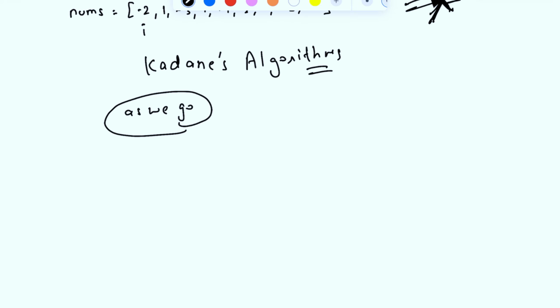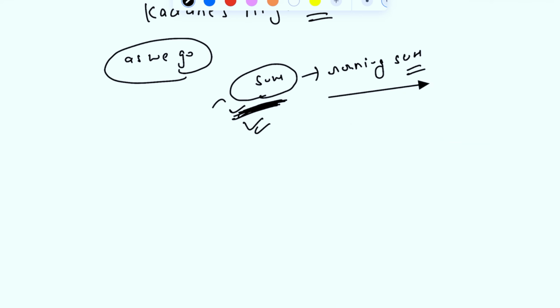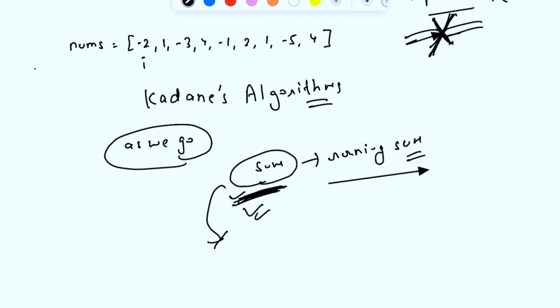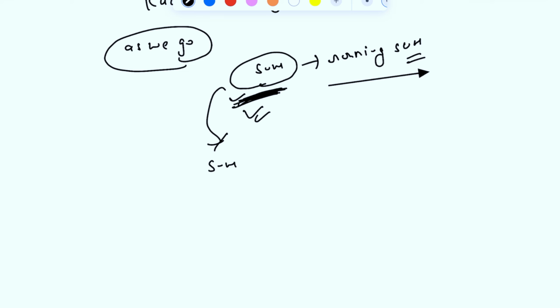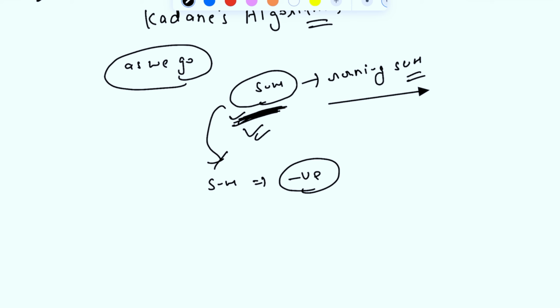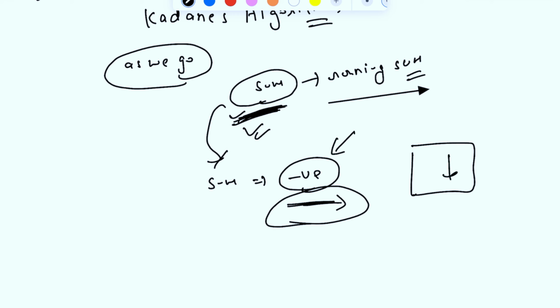For that we need a sum. This is our running sum. As we are traversing, we keep adding the elements to it and keep updating it. Because this array has negative elements as well, if at any point my sum becomes negative, then there is no point in carrying this sum ahead, because whatever maximum sum I'm going to get, this negative is definitely going to reduce it.